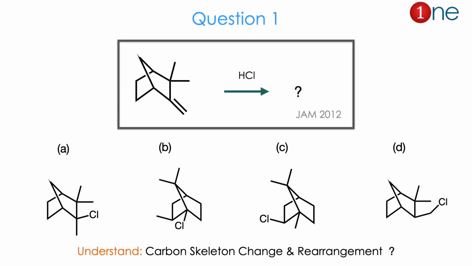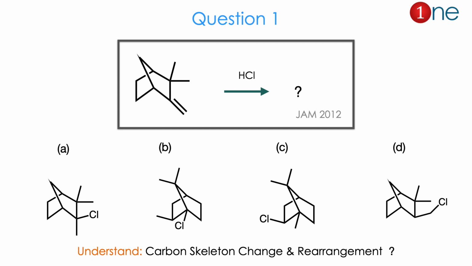Let us see question number 1. The starting material is a bicyclic system with a dimethyl group and an alkene. You are using HCl. They ask you to find the product. The product is a chlorinated one, but where is the chlorine attached? Whether the chlorine is attached to the right side, which is near the ethyl, or a complete rearrangement of the skeleton, or just a chlorine in a different position.